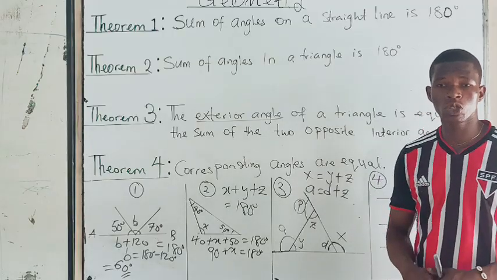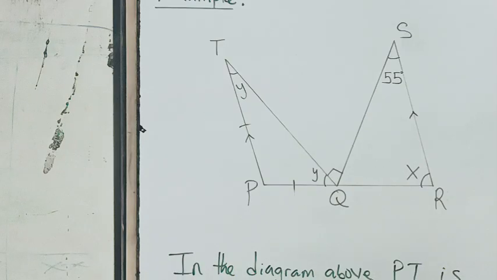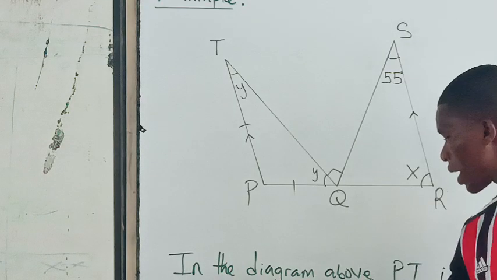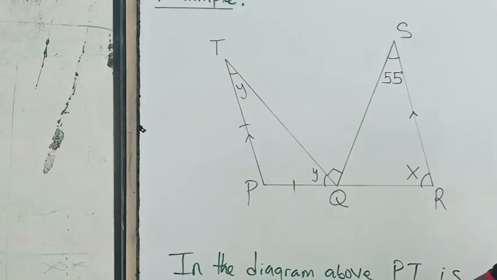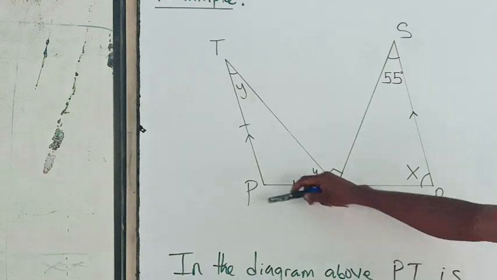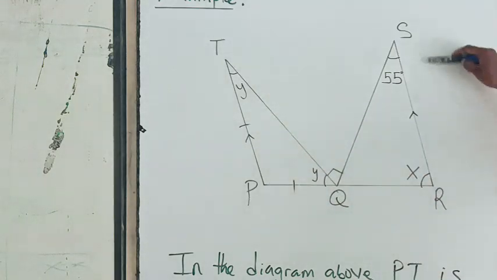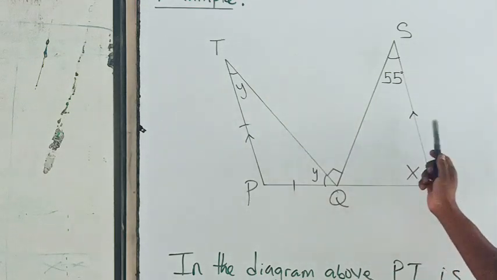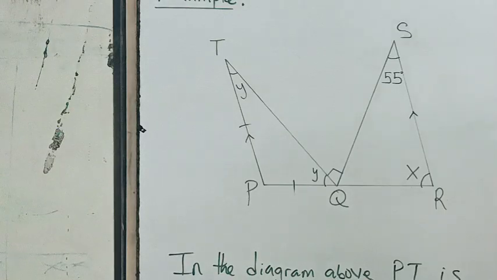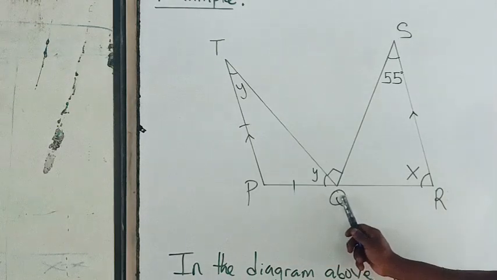So let's look at that question. This is the example that we're going to be taking to apply all the four theorems that we have mentioned earlier. The question says that in the diagram above, PT is parallel to RS. And you can see they are parallel, right? Then PQ equals PT.